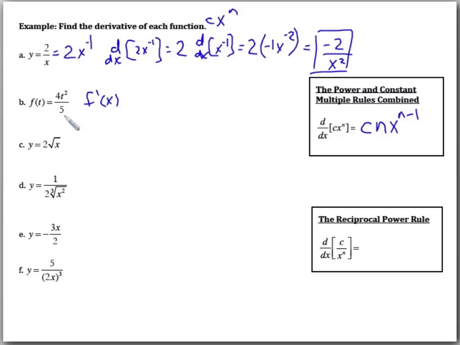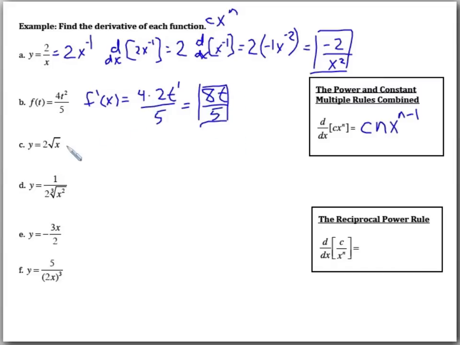So here we have 4/5 t squared. So the 2 is going to multiply the 4/5. So it's going to be 4 times 2 over 5. And then t squared is going to become 2 minus 1 is 1. And then all we have to do is simplify. So we have 8t over 5.